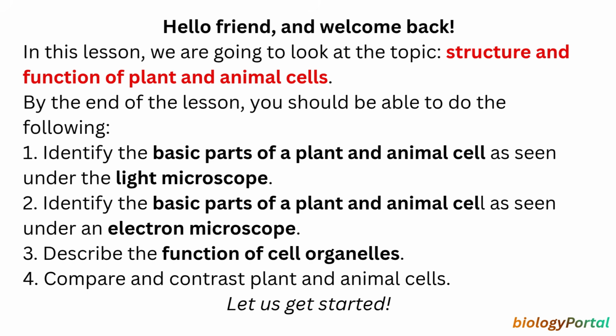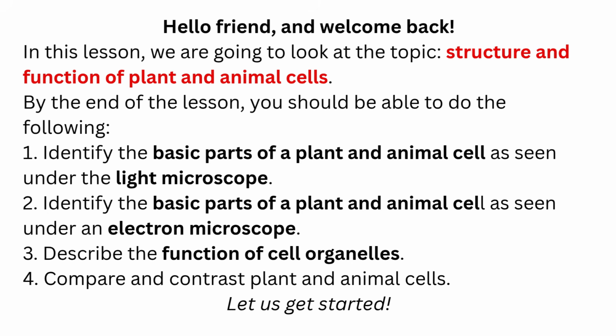In this lesson, we are going to look at the topic structure and function of plant and animal cells. By the end of the lesson, you should be able to do the following. 1. Identify the basic parts of a plant and animal cell as seen under the light microscope. 2. Identify the basic parts of a plant and animal cell as seen under an electron microscope. 3. Describe the function of cell organelles. 4. Compare and contrast plant and animal cells.